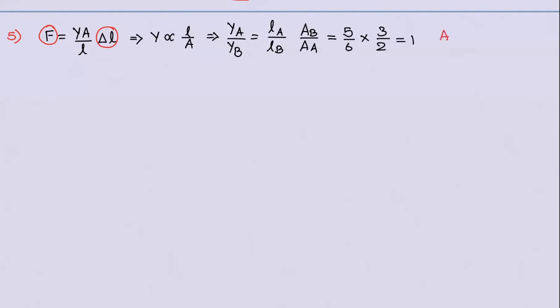Answer is what? Tell me. B. Question number 6. A wire of length L and radius R is clamped rigidly at one end. When the other end of the wire is pulled by force F, the length increases by 5 centimeters. Another wire of same material, length 4L and radius 4R, is pulled by force 4F under the same conditions. The increase in the length of the wire will be. Again, it is simple proportionality. F is equal to Kx, where K is YA by L and x is delta L.